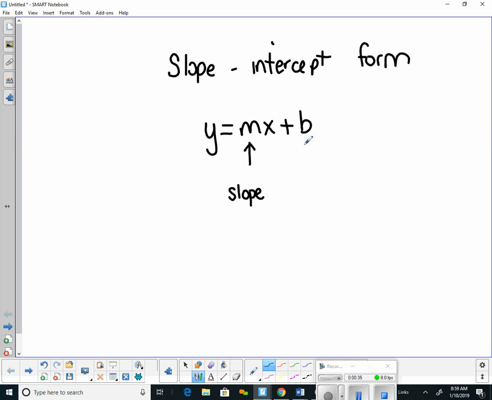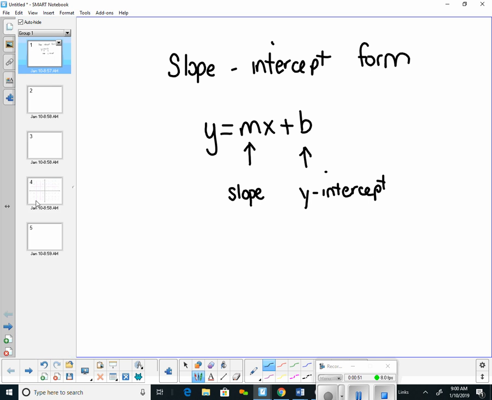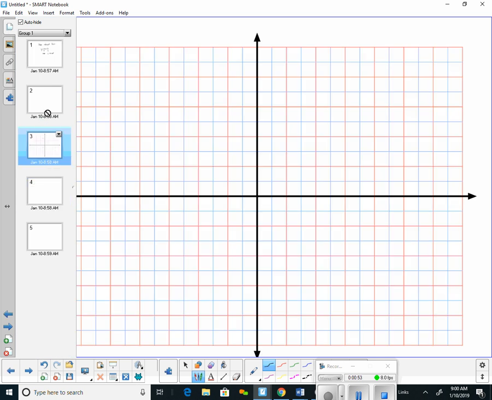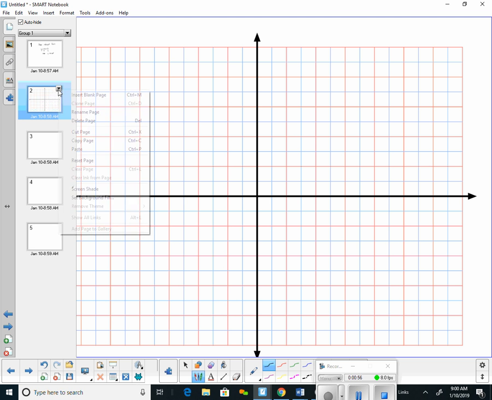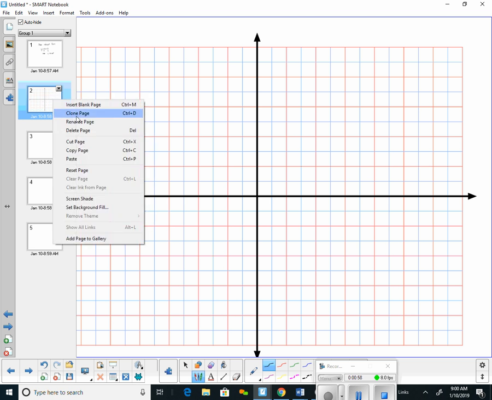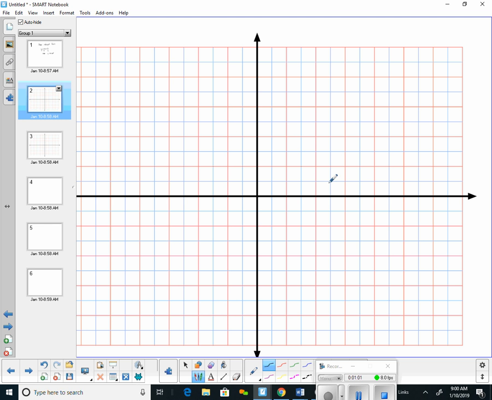Now, the b, which will be another number, okay, so this will be a number and this will be a number. This is called our y-intercept. Okay, so now what I want to do is talk about what our y-intercept is. Now we know we have an x-axis and we have a y-axis. The y-intercept is where your line crosses the y-axis.